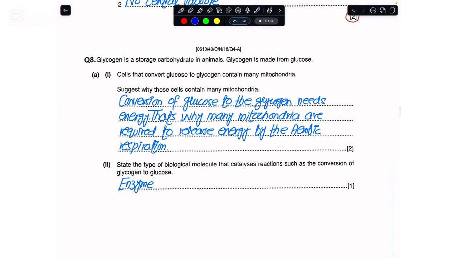Now, moving onward to question number 8, they say that glycogen is a storage carbohydrate in animals and glycogen is made from glucose. What we know is that in our body we have this organ, the liver. And this liver is connected to the small intestines with the help of a vein, and the vein at this point is termed the hepatic portal vein.